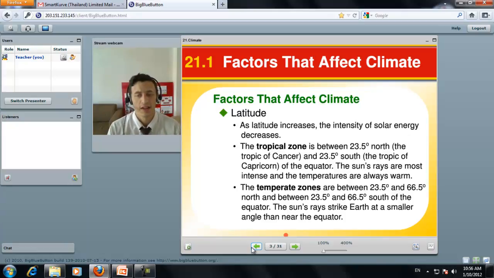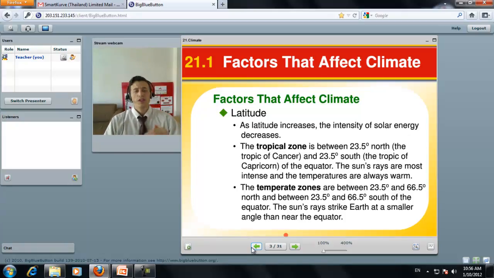From that same picture, we can see a tropical zone is that area between 23.5 degrees north, which we call the Tropic of Cancer, and 23.5 degrees south, which we call the Tropic of Capricorn. Both of those are visible on that picture of the Earth. The sun's rays are most intense, and the temperatures are always warm.